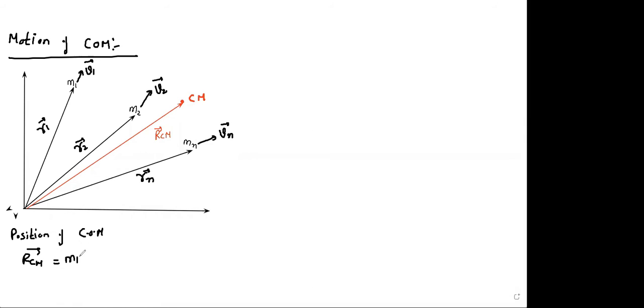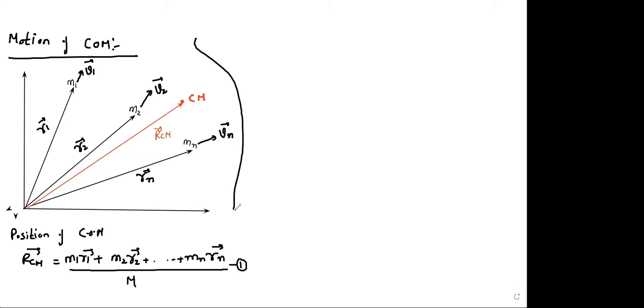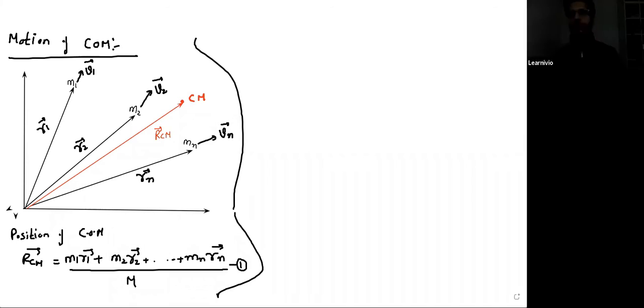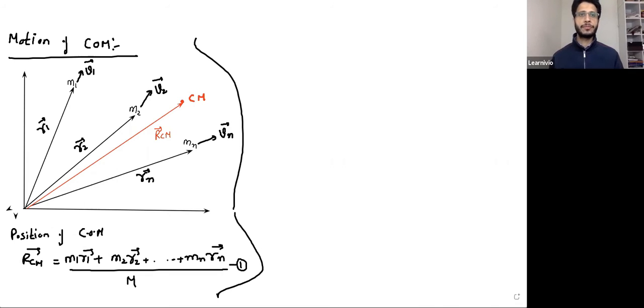This is m1r1 plus m2r2 plus mnrn, divided by the total mass of the system. This is the position of center of mass. It's the first equation. Now, if this particle is in motion, then the position of center of mass will change continuously.